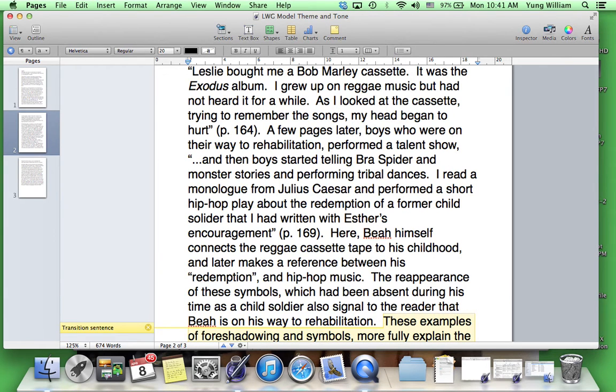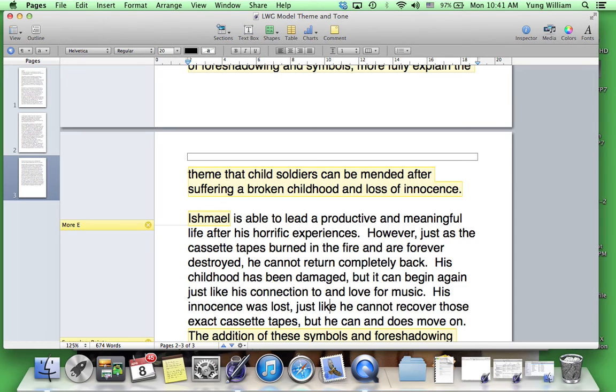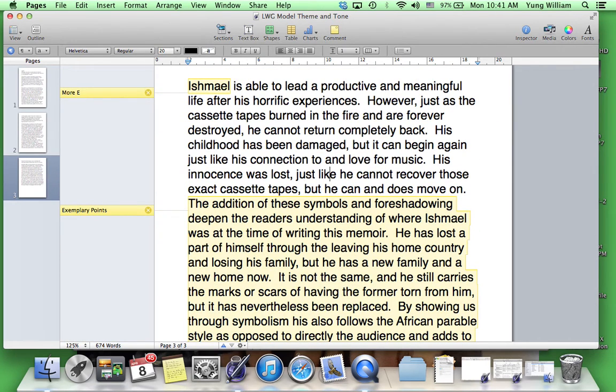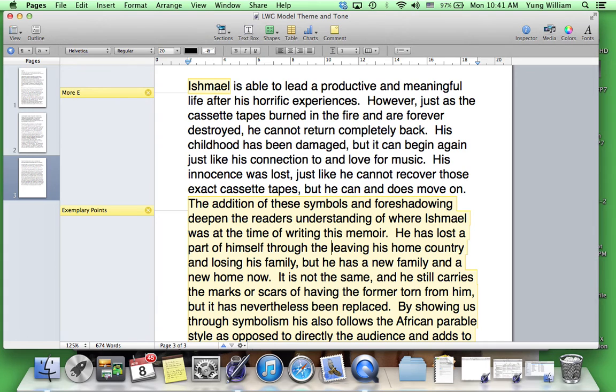Okay, so you'll also notice I put in some notes about transition sentences and topic sentences, things that you guys know about, and it's very important because it leads the reader who's going to be reading your paragraph, your essay, what you're about to write next. Okay, and then I finally conclude, but you'll notice this part right here that says exemplary points.